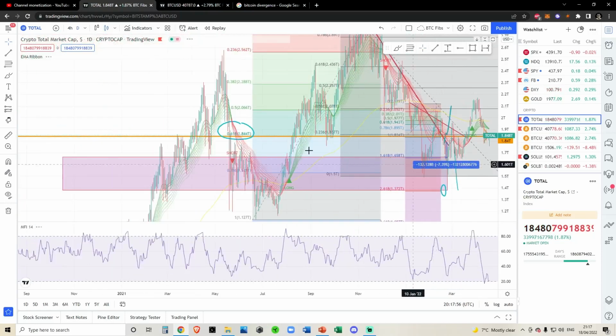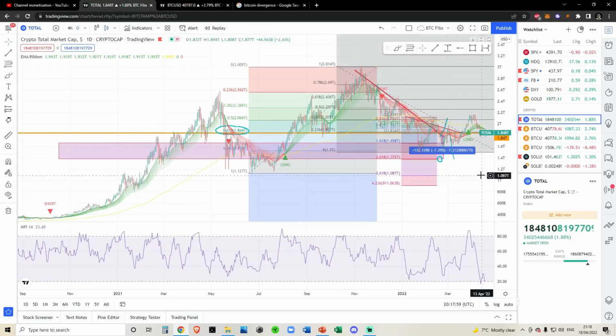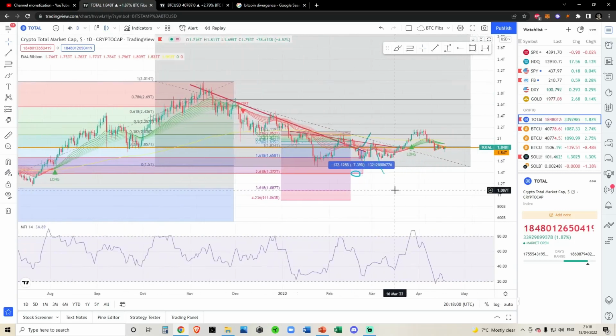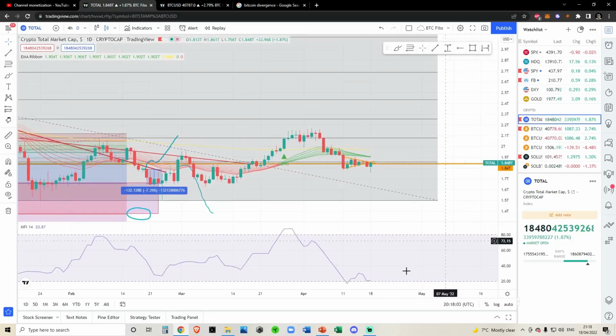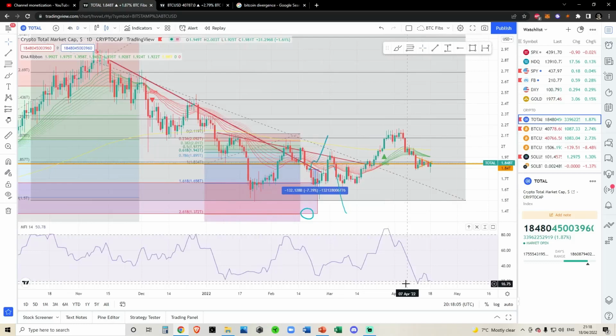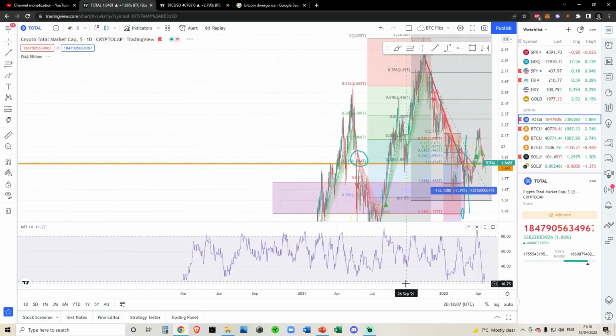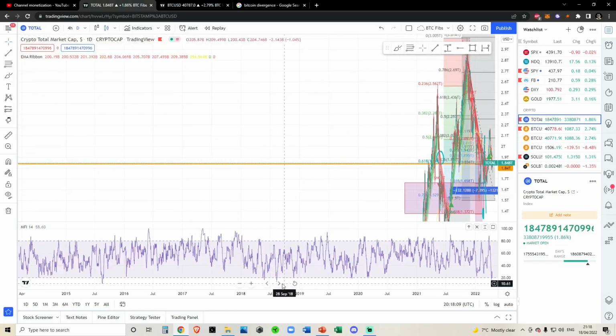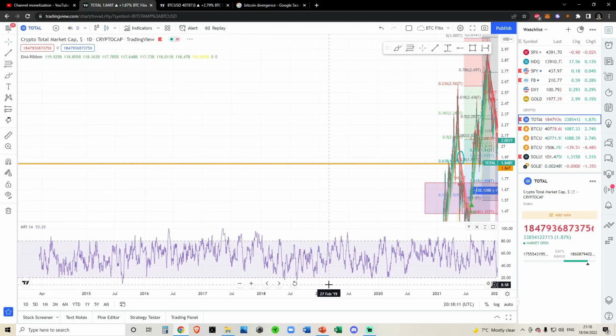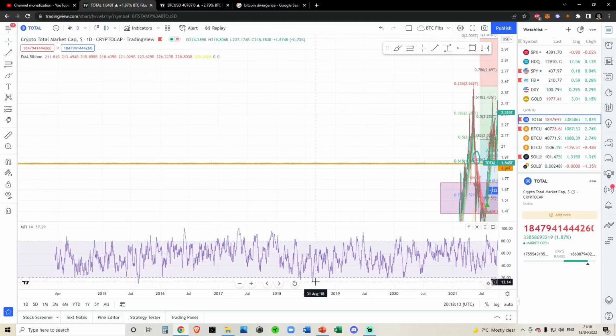If I zoom out, you can see we've got our 618 right here. This is where we get our target. Very important. And on the MFI as well, it looks like we've come down and found a bottom at 16 respectively. Now, when was the last time we came down to 16? Was it here? Yeah, so 2018.